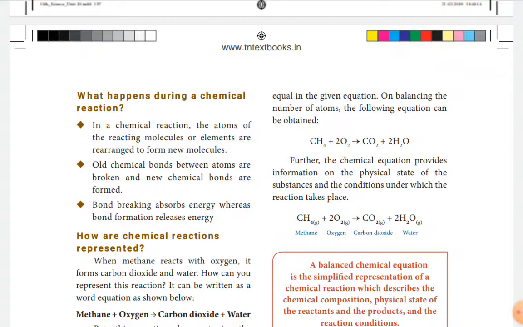Similarly, the new substances formed during chemical reactions are called products, which are always on the right-hand side of the arrow mark. So what is the meaning of this arrow? That arrow indicates the direction of the reaction.